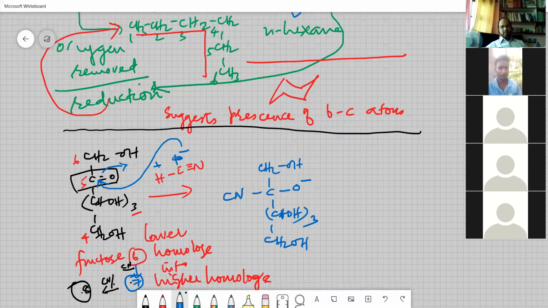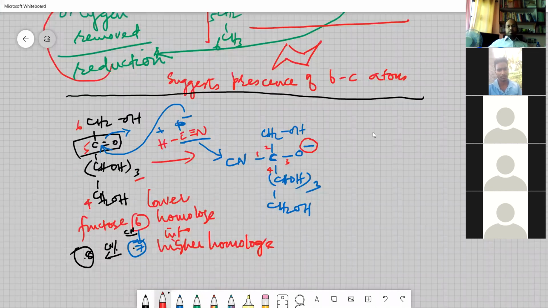So this is a kind of addition. You can see that this CN has been added here. The valency of carbon is maintained. What is the valency of carbon there? 1, 2, 3, 4. Valency of oxygen should be 2, but it is having a negative charge. Therefore, nothing to worry. Now, this upon hydrolysis.